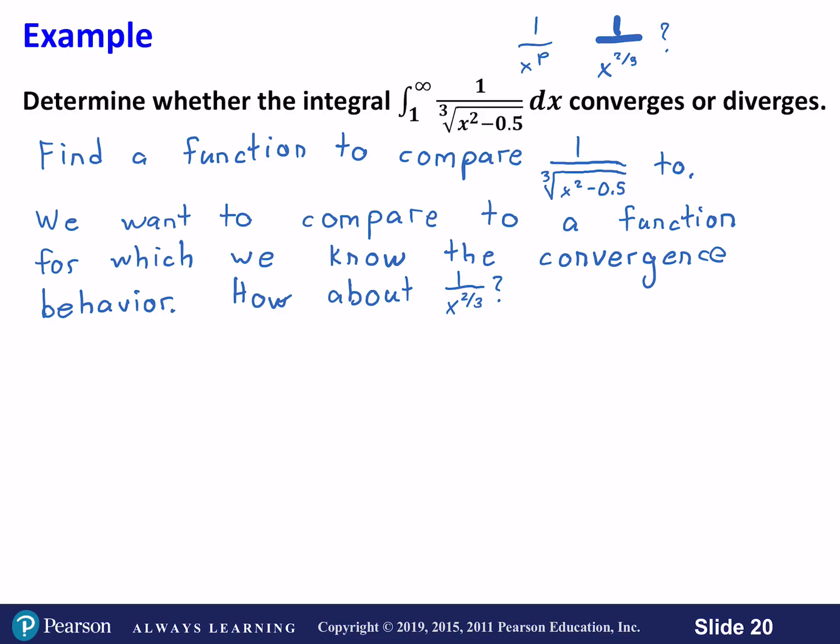All right, so the thing that we need to do whenever we are doing the comparison test is we actually need to compare the functions. So how does the function 1 over cubed root, x squared minus 0.5 relate to 1 over the cubed root of x squared? Which one of these two functions is larger? Think about it for a second. So the idea here is that this function on the left is subtracting a number from the denominator. Since the denominator is smaller, the overall function is larger.